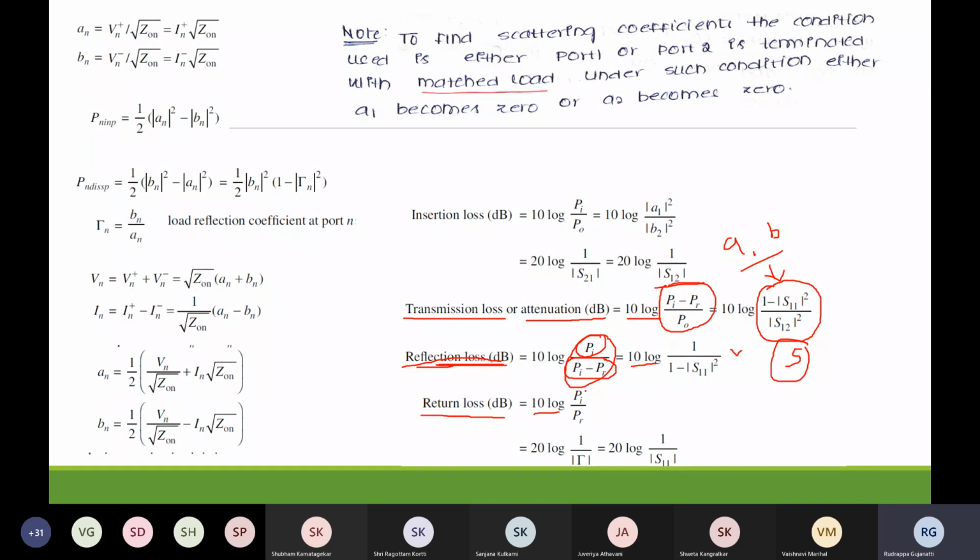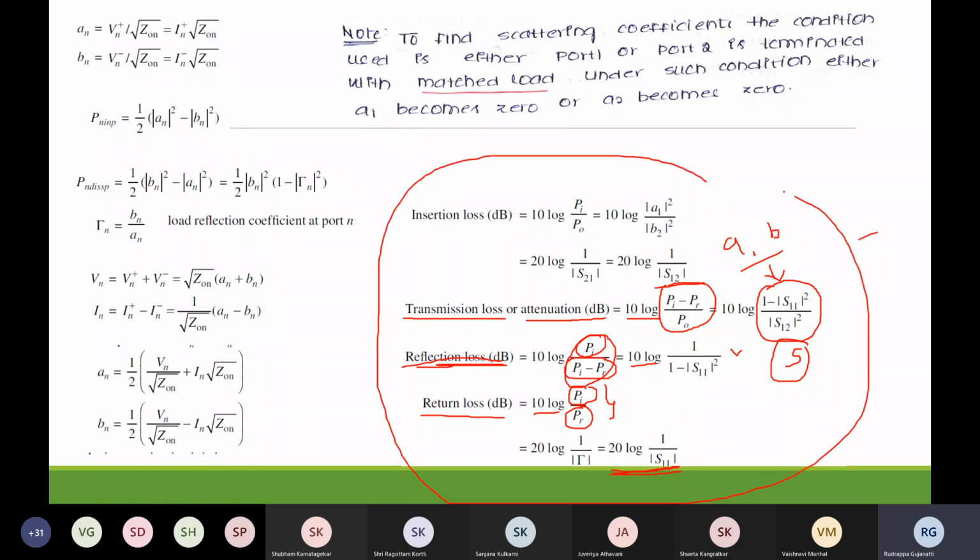It is 10 log of the power which is fed at the input and the power which is reflected at that port itself. So this gives me the overall return loss. When I represent it in terms of the S matrix, it is 10 log of 1 divided by magnitude of S11. So this is what we have for the representation of the S matrix for a multi-port network, and associated with that, we have the different losses which we have represented here.